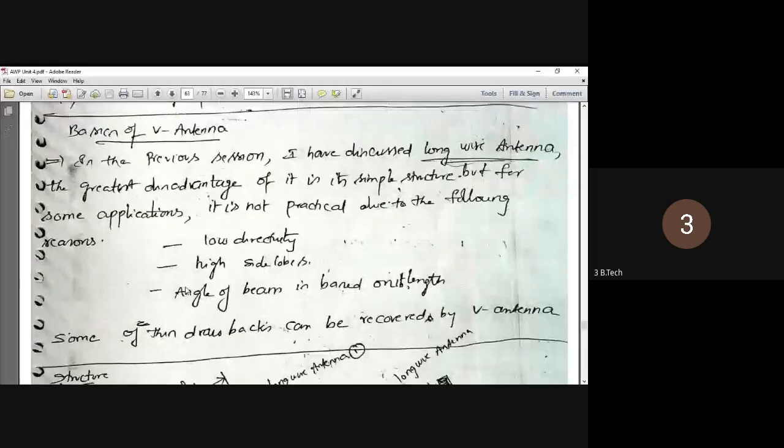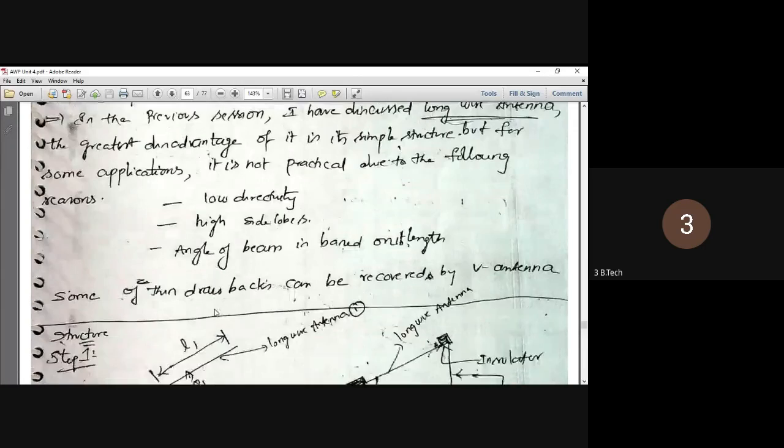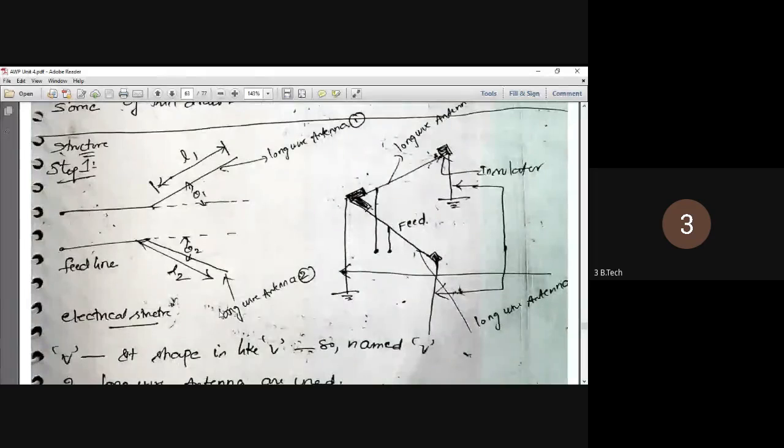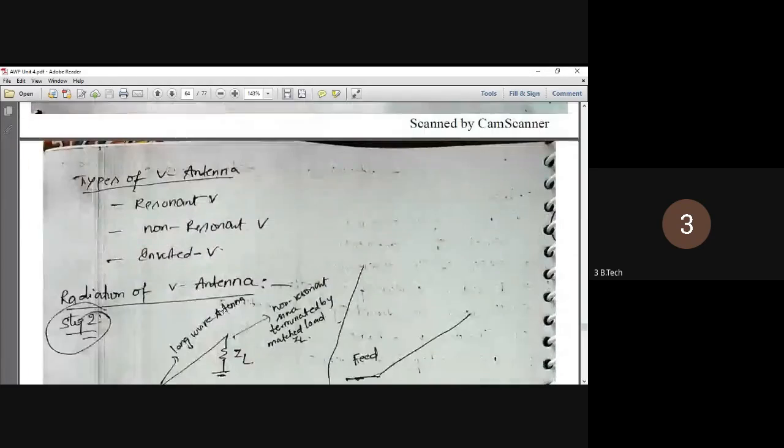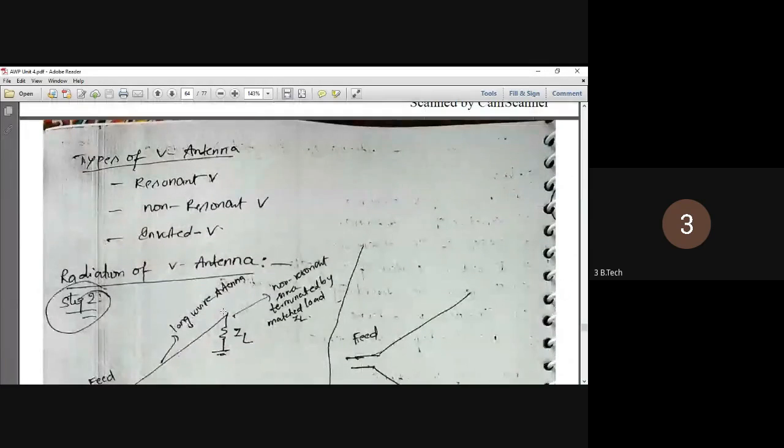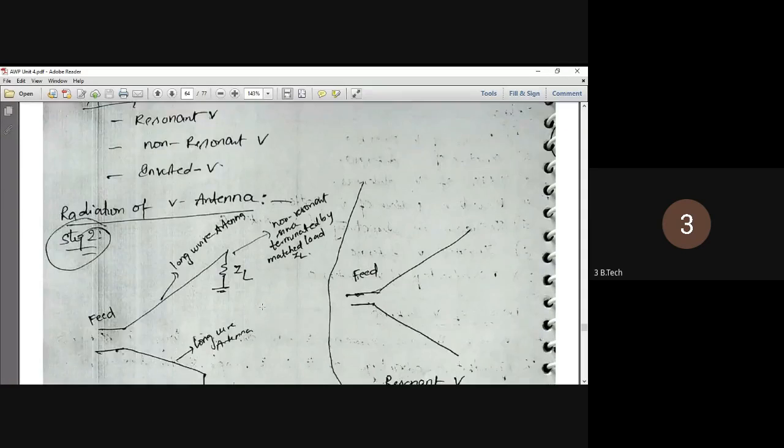So what is a V antenna? It is a longer antenna. It is a simple structure and it has low directivity, high side lobes. Angle of beam is based on its length. So in this longer antenna, there are again two categories: resonant V antenna, non-resonant V antenna, and inverted V antenna. So the radiation of the V antenna, you can see here.